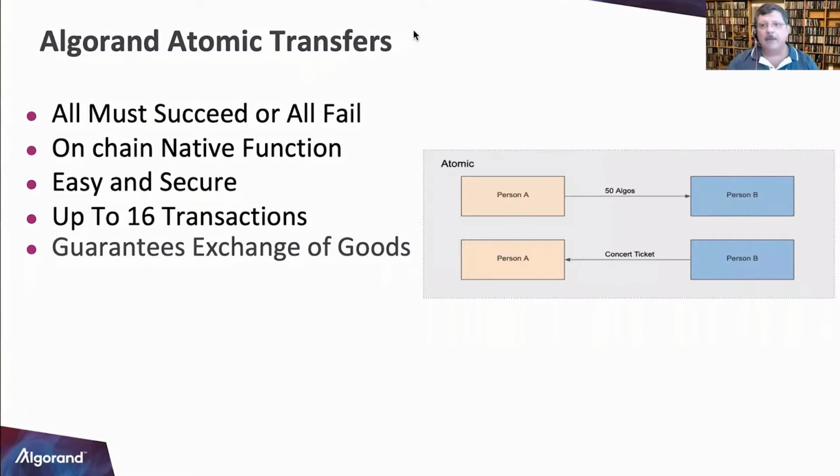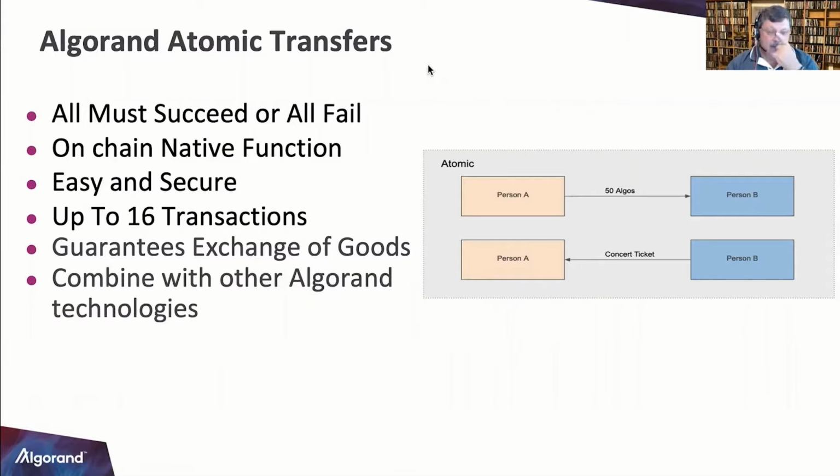If you look at the diagram at the right, an atomic transfer example might be person A is going to spend 50 algos and person B is going to receive it in exchange for person B sending a concert ticket to person A. If person A sends 50 algos to person B, but they don't send the concert ticket back, everything's null and void. It's like person A never sent the 50 algos. And then you can put time parameters within a certain amount of time, that sort of thing. But the idea is very simple, and that's it.